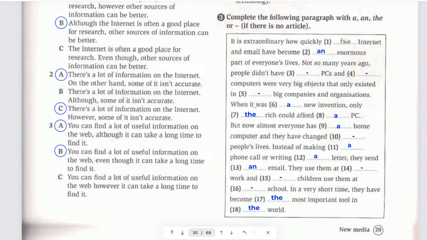Rồi, the internet là được rồi ha, mình dừng đến đó thôi. It is extraordinary how quickly the internet and email blah blah. Rồi câu số 1 này tại sao lại điền là the ở đây? Yes, you can open the book, and you see all of the rules there for the articles, and then you tell me which number you are using.